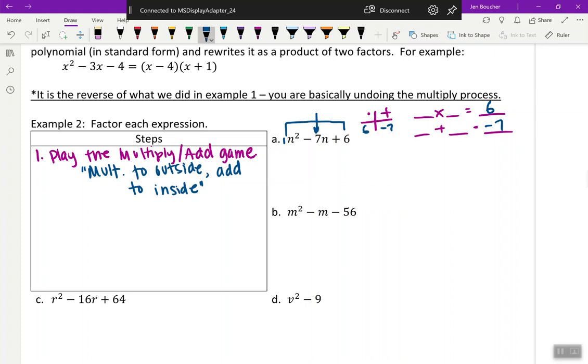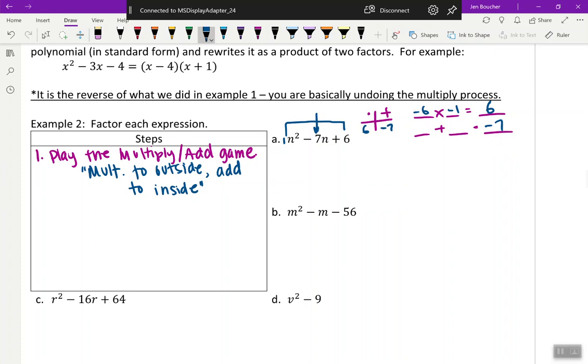This is where that practice came in from last time. So think about it for just a second. What two numbers would multiply to 6 and add to -7? Raise your hand if you know. Raise your hand if you know two numbers that multiply to 6 and add to -7. All right, Ryan, what is it? -6 and -1.